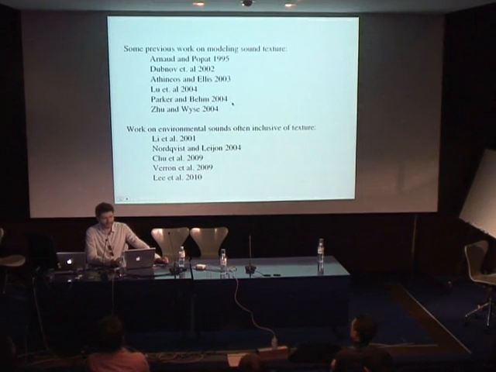So there's been some previous work on modeling sound texture. This is not a completely exhaustive list, but there hasn't been a whole lot of work done on this. There's also, of course, a lot of work on environmental sounds that's often inclusive of texture. And the work that we're doing, I think, is distinct from these approaches in that we're really interested in how this might be done in biological auditory systems. So we're interested in representations that have some degree of biological plausibility.